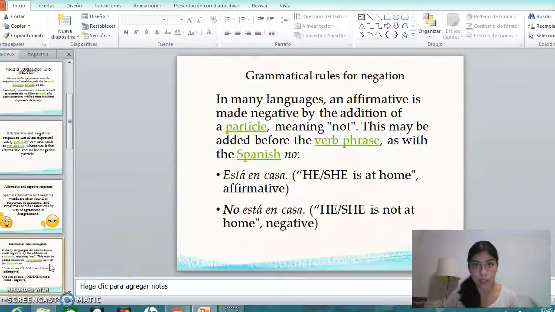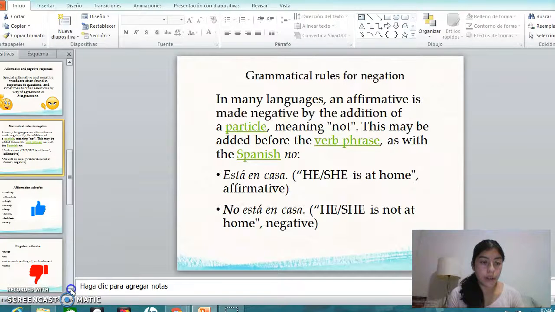So, let's read. Está en casa. This is affirmative. And in English, this is he, she is at home. He is at home. Okay? We're affirming that he or she is in his house. And the next one is no está en casa. This is he, she is not at home. This would be the negative way of the first sentence, okay?